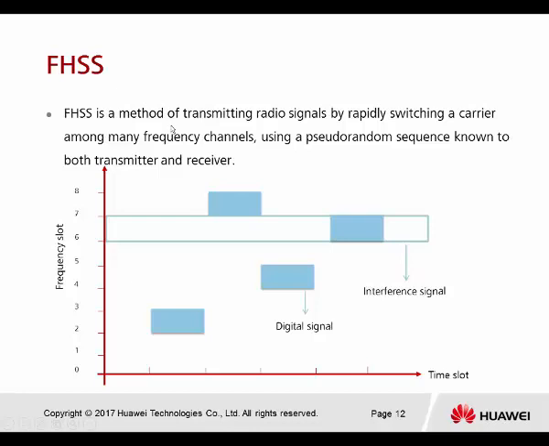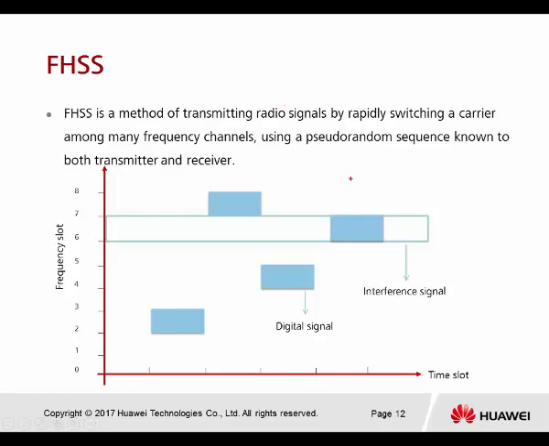So it's a matter of transmitting the radio signal by rapidly switching the carrier among many frequency channels. It's using a pseudo-random sequence known to both the transmitter and the receiver. This was used in the very first wireless technology, when it was not yet very mature, in the version 802.11, without any version behind. So at that moment, how did they prevent the radio interference? They were using the FHSS.